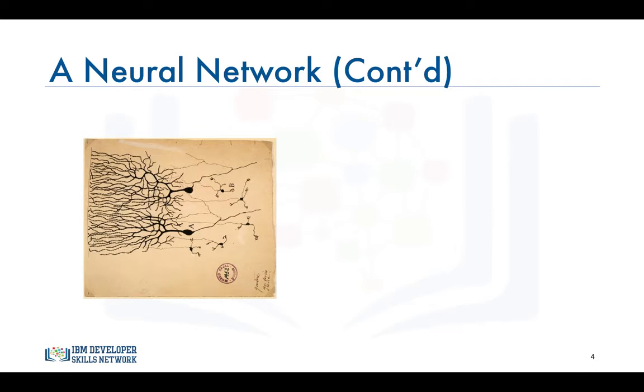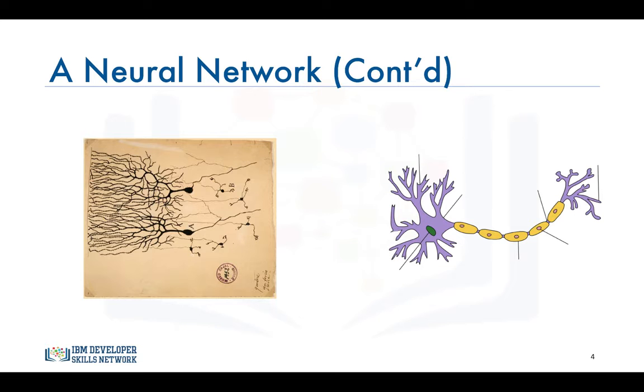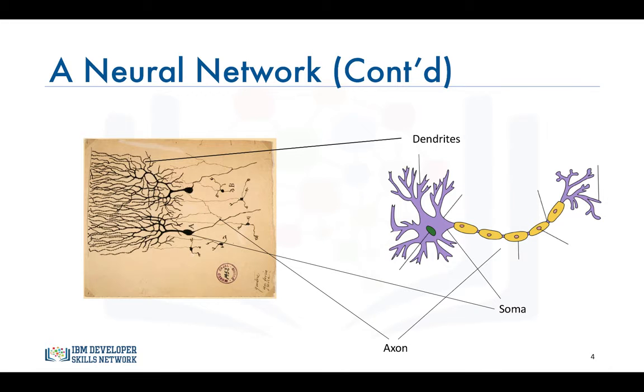Here is a cartoon drawing of a neuron. The main body of the neuron is called the soma, which contains the nucleus of the neuron. The big network of arms sticking out of the body is called the dendrites. And then the long arm that sticks out of the soma in the other direction is called the axon. The whiskers at the end of the axon are called the terminal buttons or synapses.